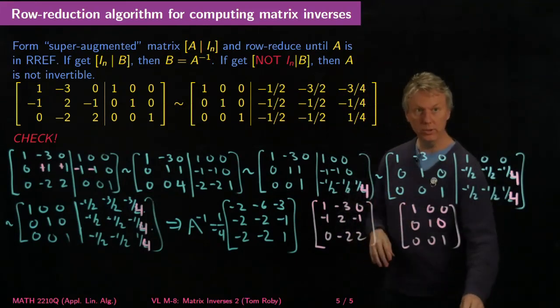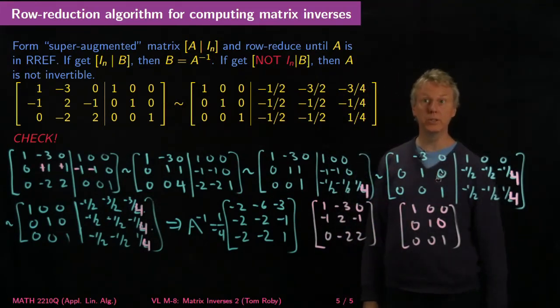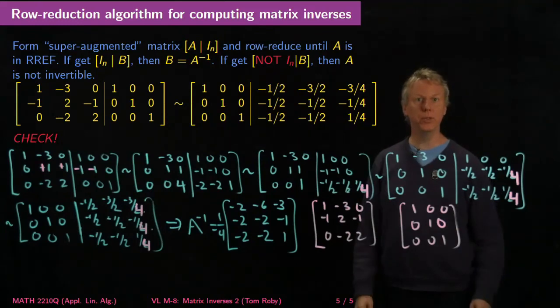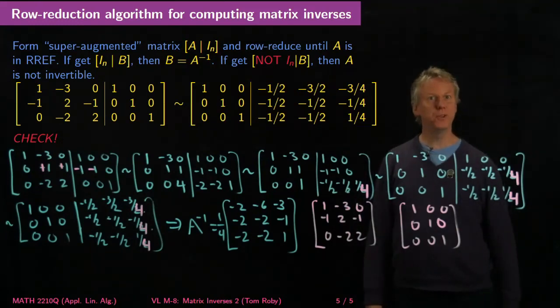And so that's how you actually compute the inverse of a matrix algorithmically. It's just using row reduction and making the super augmented matrix. And it all comes out of this beautiful theory of elementary matrices. So that's it for this lecture. Thank you for your kind attention.